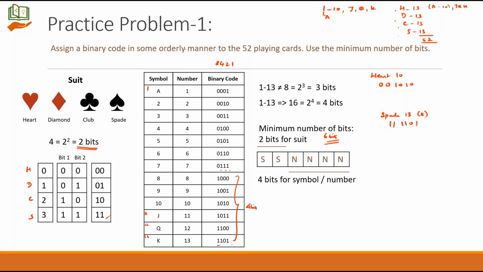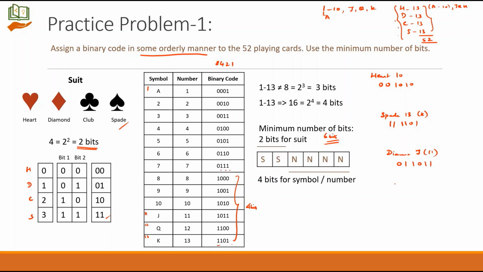Assign a binary code in some orderly manner. It is left to our choice. That's why this is left to our choice. But they have asked us to use the minimum number of bits. So we are taking only 6 bits in total. Now we will go for diamond jack. J, that is 11. So diamond is 01 and J will have 1011.